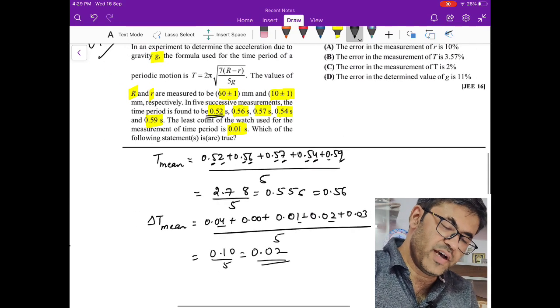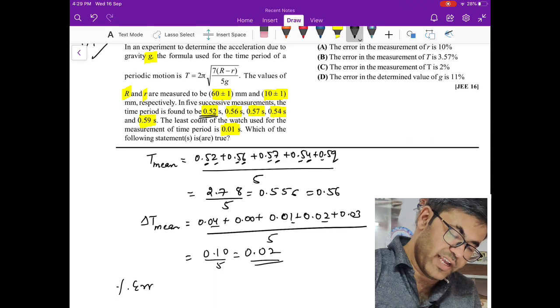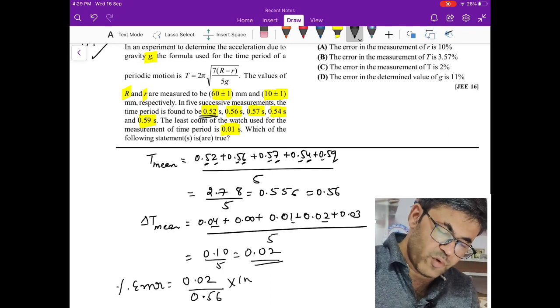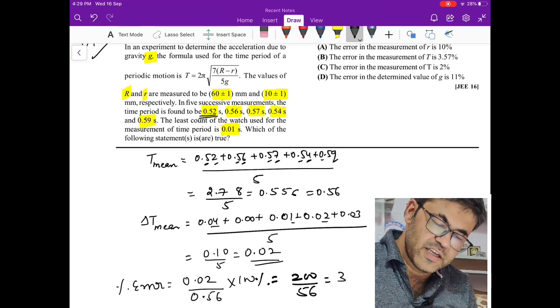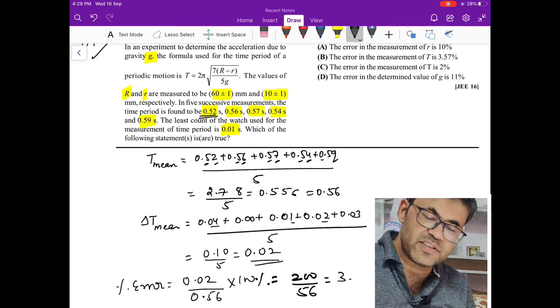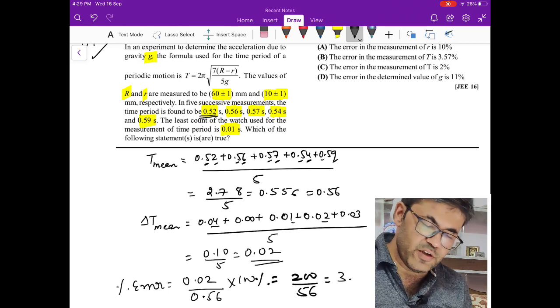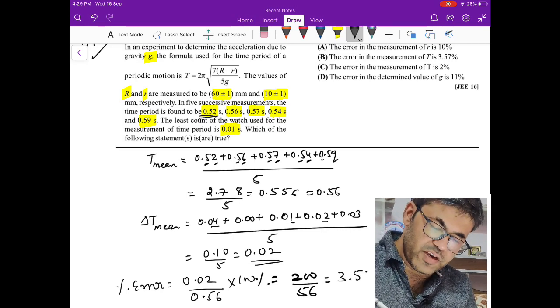So what I can make out, the percentage error in the measurement of t, what I can say is that the percentage error in t would be delta t by t, that is 0.02 upon 0.56 into 100%. So I can write it as 200 by 56. So 200 by 56 would be 3 times, 56 threes are 168, your remaining is 320, so it would be 5, so it would be 3.57.